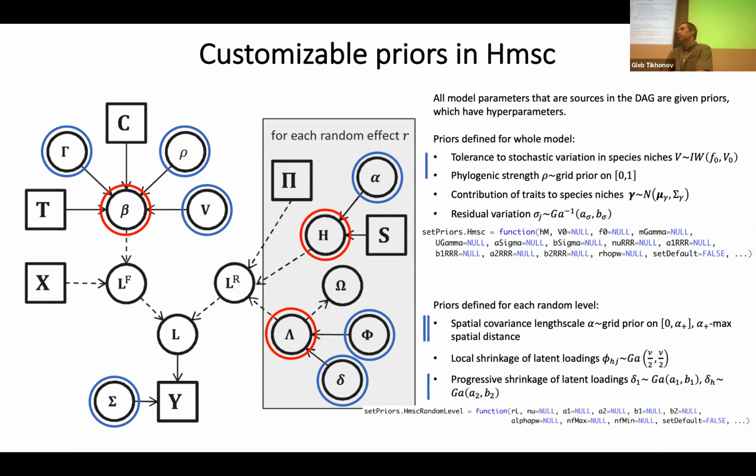For example, the shape of this prior distribution. Particularly in phylogenetic signal strength, one of the key properties of this prior distribution is how much mass we put exactly at 0. So how certain we are a priori that there is no phylogenetic signal at all.